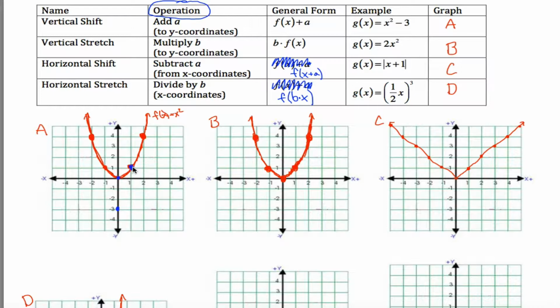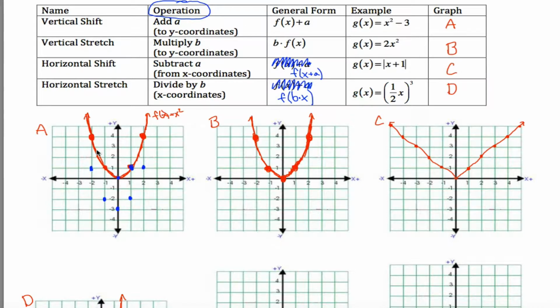Then I'll stare at this point. This point right here has a y coordinate, a height, of 1. And if you add negative 3 to 1, you end up at negative 2. This y coordinate right here is 4. And if you add negative 3 to 4, you get down to positive 1. Similarly, this y coordinate is 1. Add negative 3 to that, you'll get negative 2. This y coordinate is 4. Add negative 3 to that, you'll get positive 1.